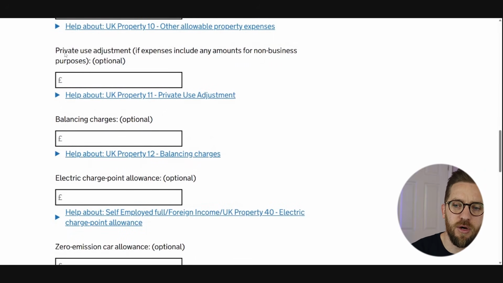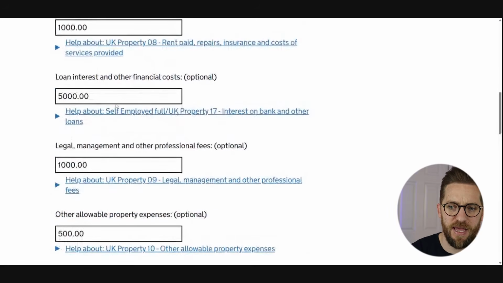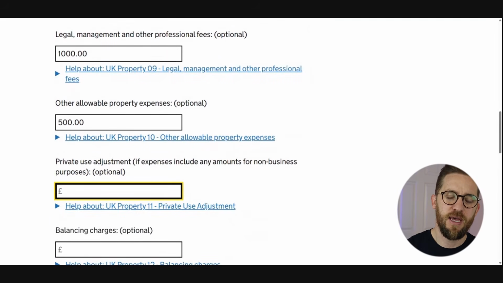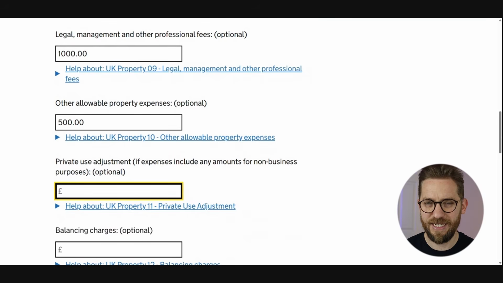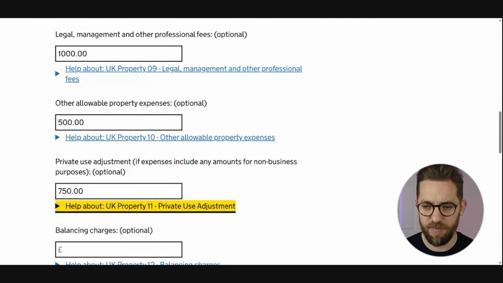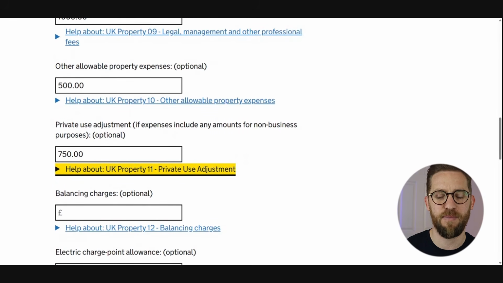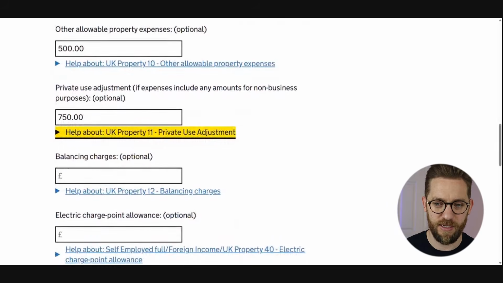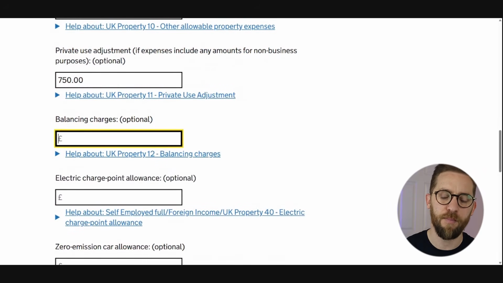Below that, we've then got private use adjustment. So if up here I'm saying that I've got £7,500 of expenses for the year, if I lived or I used my furnished holiday let for 10% of the year, I would need to disallow 10% of that. I can't claim it if I'm using it privately, personally, so I'd need to put £750 in here and they would deduct that off of my expense figure. Okay, so that £750 wouldn't be allowed anymore.